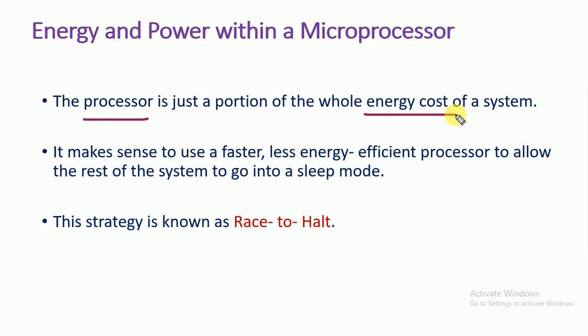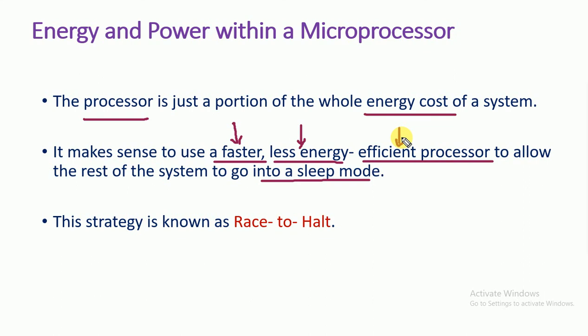of the computer system. So a proposal is generally given: it makes sense to use a faster processor that uses less energy, an energy efficient processor, to allow the rest of the system to go into a sleep mode. So every time a designer tries to develop a new processor, he needs to go for a faster system that will execute with more speed and uses less energy, to allow the rest of the system to go into a sleep mode.